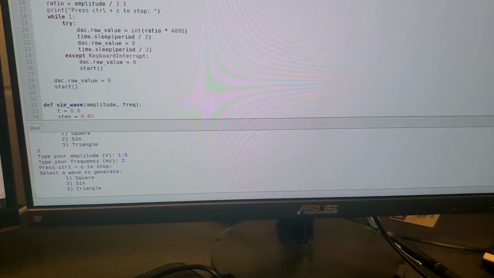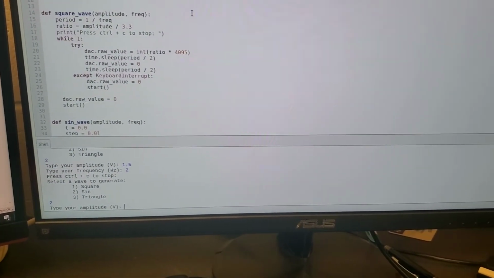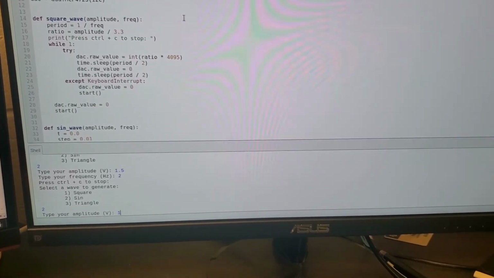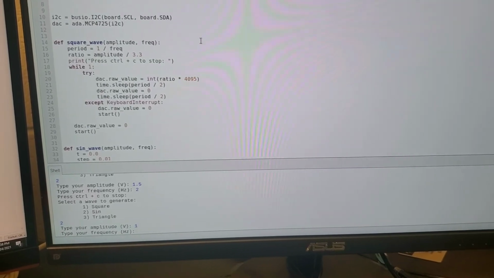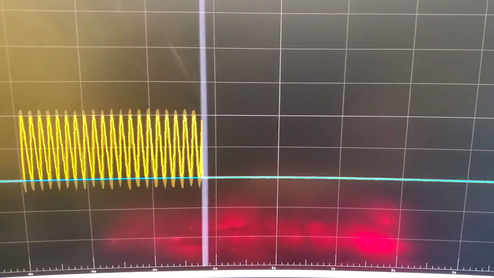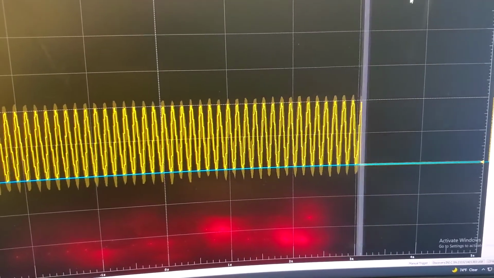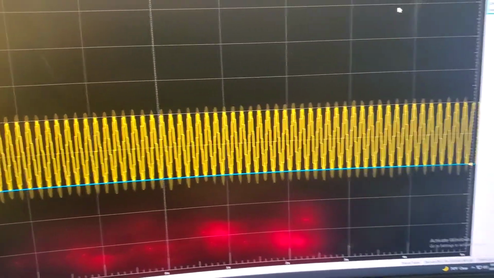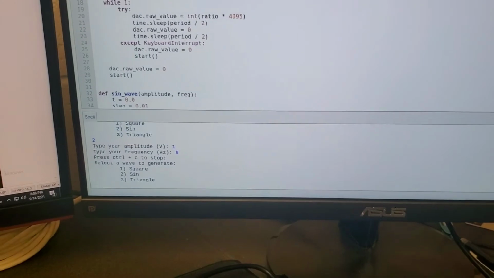We will do the sine wave again, and this time we will do an amplitude of, let's do 1 volt, and let's just do 8 hertz, sure. So here you can see there's a little bit of noise, but that is a sine wave doing 1 volt at 8 hertz. So I'll press Control C again, and we'll do the triangle wave now.